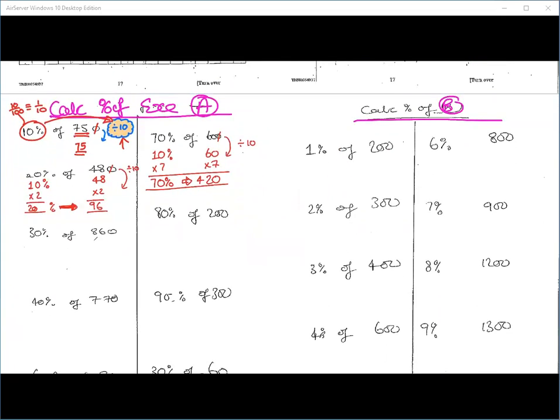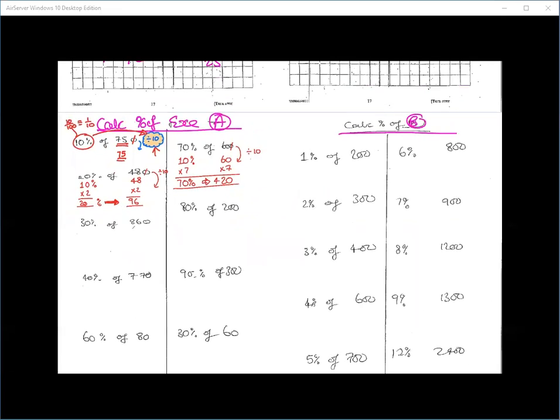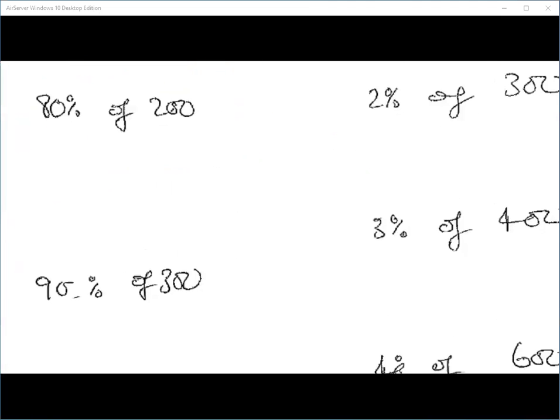You get the idea now? So if you're working out any multiple of 10% in a question, you first of all start with 10% and then you work out that other percent. So let's have Sarah, please. Can you help me with the next question? I want you to work out 80% of 200.